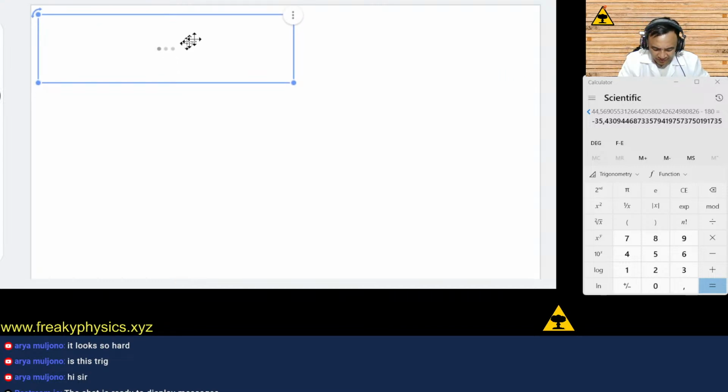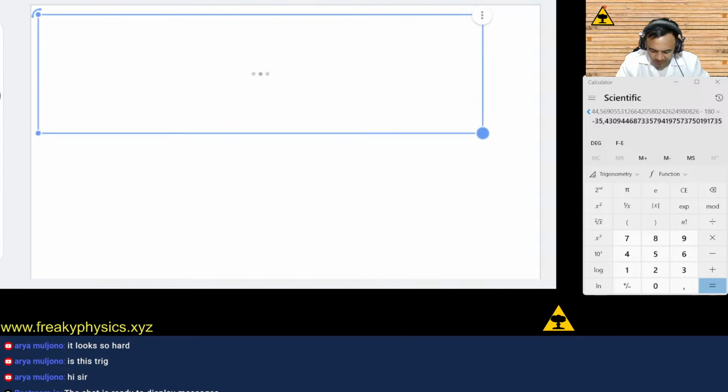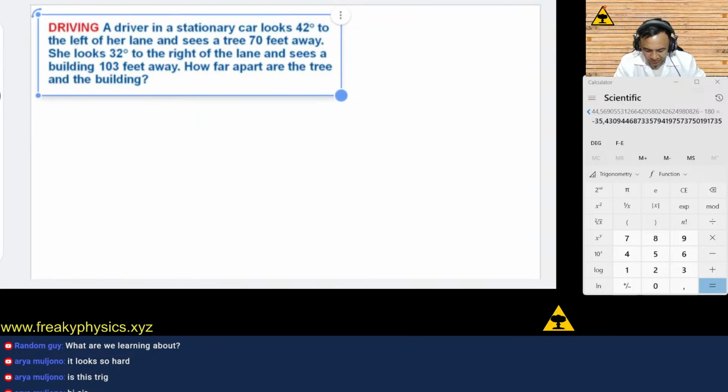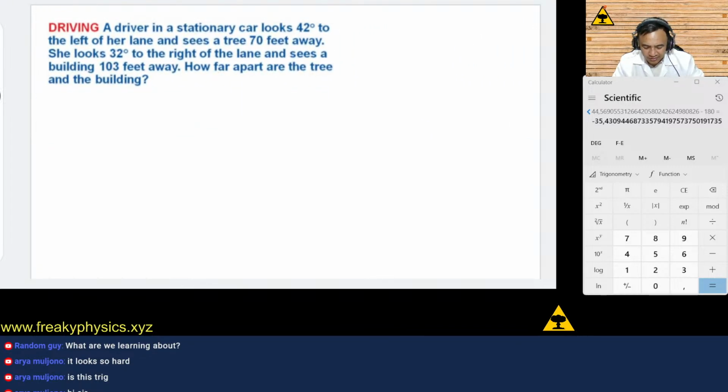This is again from the worksheet you gave me. I'll make it smaller so you can write. So here you have a driver in a stationary car looking 42 degrees to the left and sees a tree 70 feet away. Then she looks 32 degrees to the right of the lane and sees a building 103 feet away. How far apart are the tree and the building?